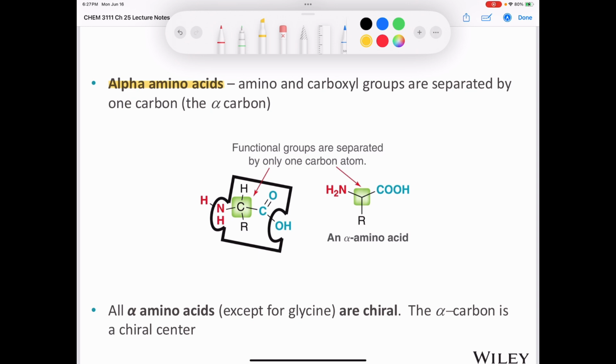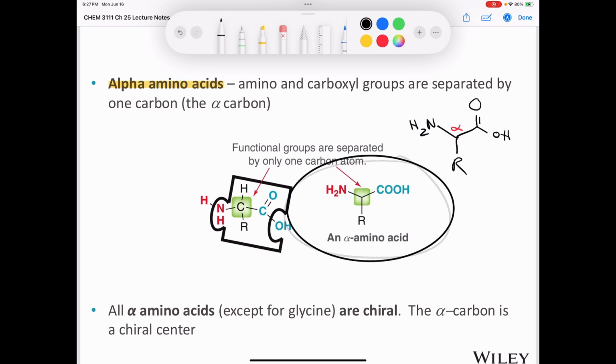So if we have a carboxylic acid, okay, if you just permit me to scribble one down here, the first carbon off of the carboxyl group, that's called the alpha carbon. And so if we put an amino group attached to that, that's where we get alpha amino acid. And you can see that at the alpha position, we can also have an R group. And so you see that drawn right here.